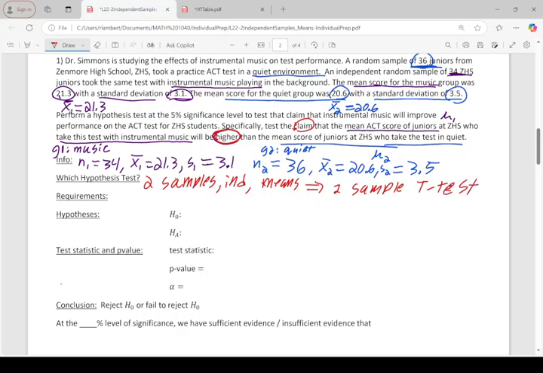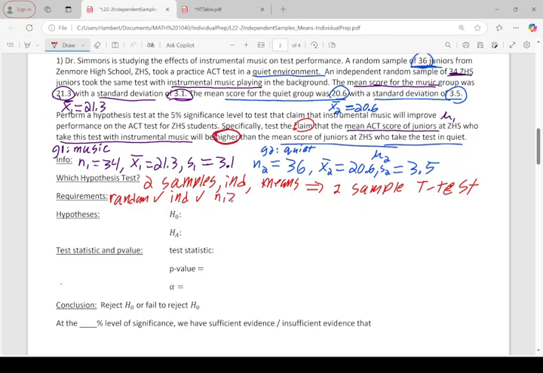So we want a 2-sample t-test. The requirements for these are that both samples are random and they're independent of each other. What does independent samples mean? It means there's no overlap. So in this scenario, they're independent, number 1, because it told you. So that's enough. But they're also independent because a person either took the test with music or without music, and not both. There's no overlap, so they're independent.